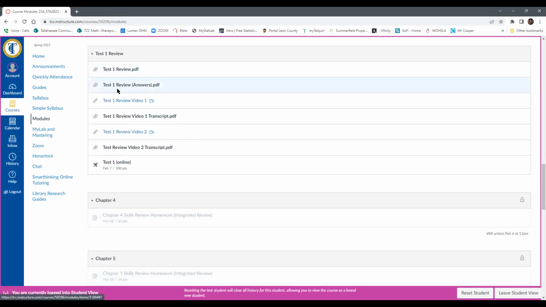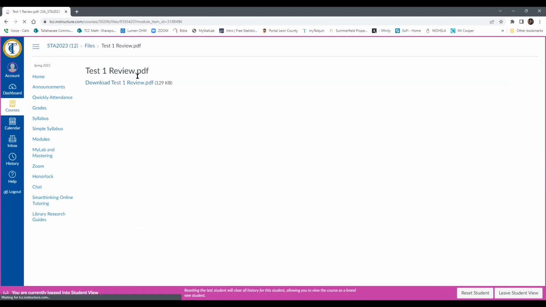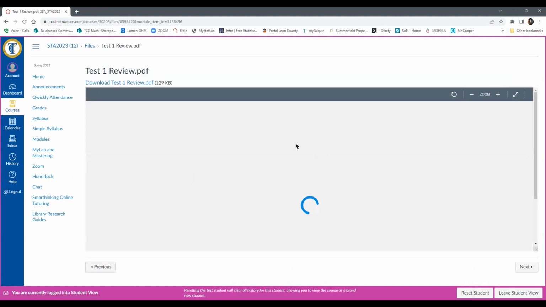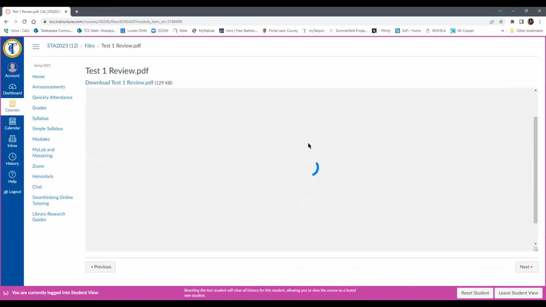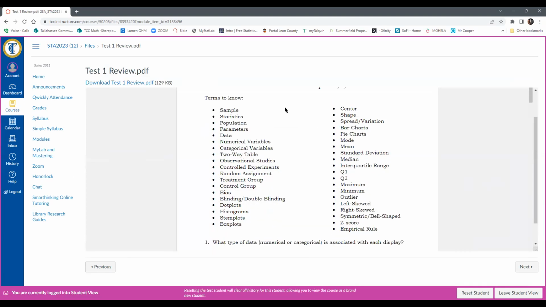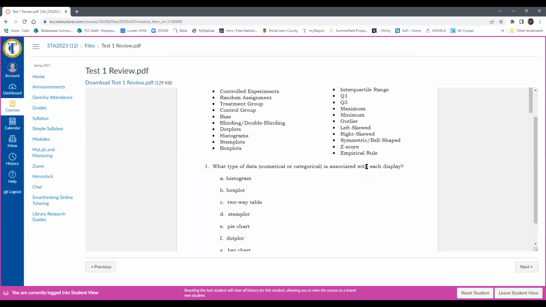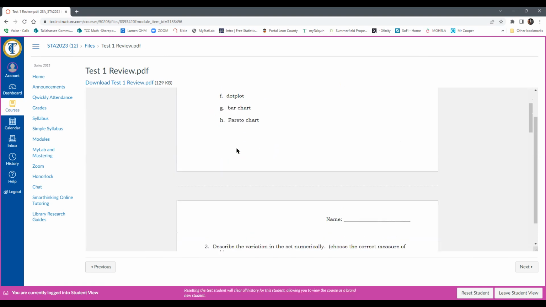This is the test one review, and these are the answers. If you don't want to think too much and mess up your brain cells, you can look at the answer if you want to. But there are a couple of things here. These are the content that I need to focus on in this class: shape, variation, bar graph, pie chart, median, all of these things. Z-score, we spoke about them before. Left skew, right skew, dot plot. We talk about all of these things in class.